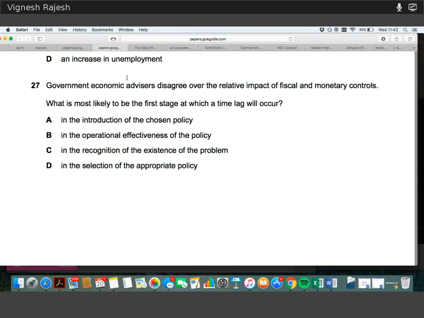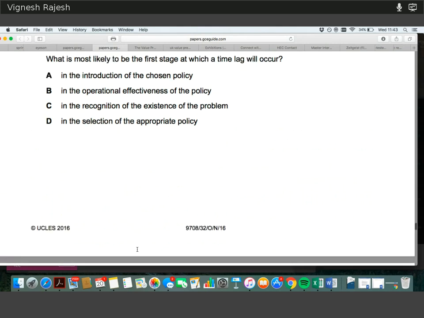I think it's not really testing your economic knowledge here. You just have to notice this disagreement. But A, there's a time lag. B, there's a time lag. I don't think C is particularly relevant, because I don't think there's necessarily a time lag involved, though that is a stage that occurs before the selection of the policy. So in this case, just work with the question and select D.